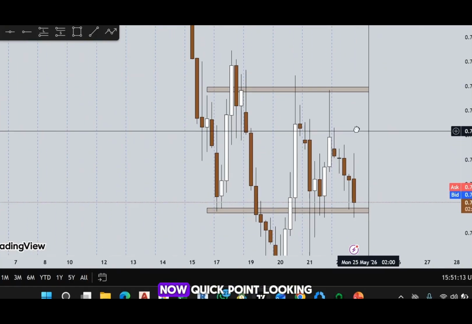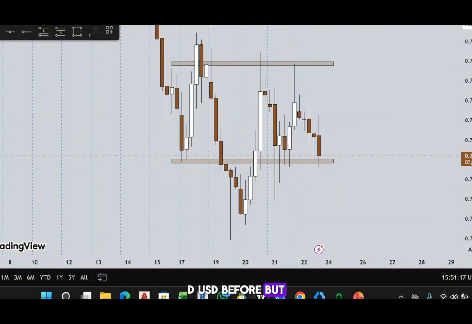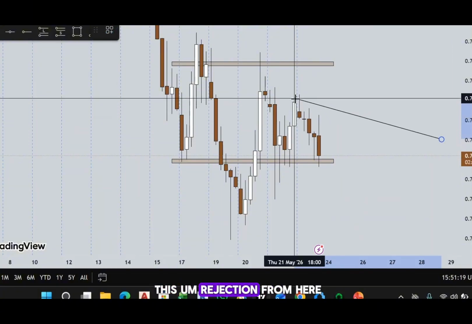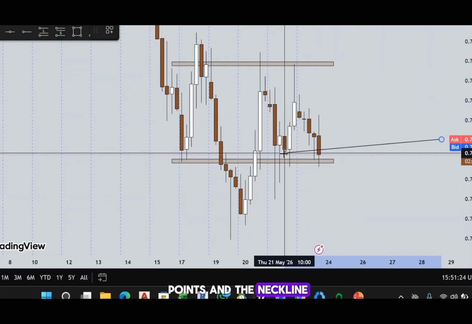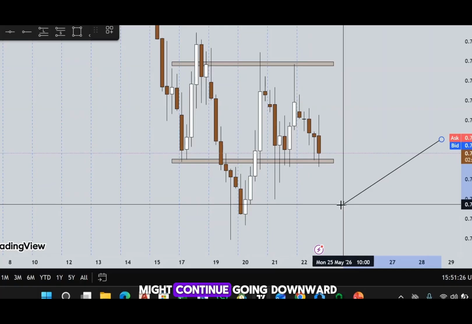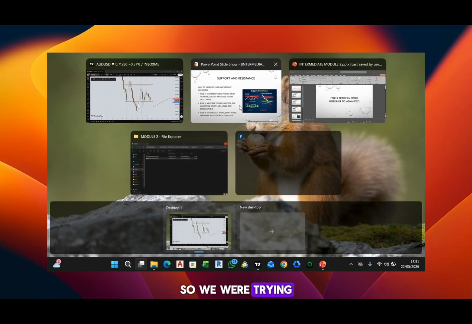Now, quick point. Looking at this, I haven't traded AUDUSD before, but this rejection from this previous first point, and the neckline has been broken, shows that the market might continue going downward, but that's just the side of it. So we were trying to catch up with this.